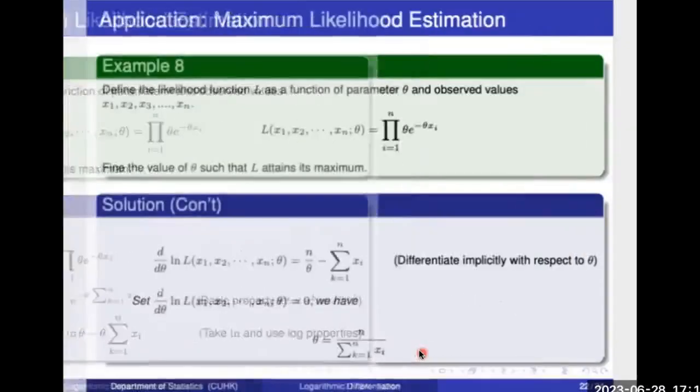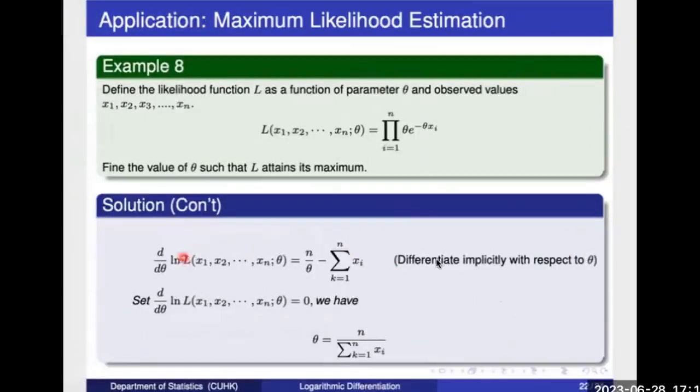The second part of the solution involves differentiating the natural logarithm of the likelihood function L with respect to theta and setting the derivative equal to 0. Solving for theta, the maximum likelihood estimator of theta is found to be n divided by the sum of xi values from 1 to n.